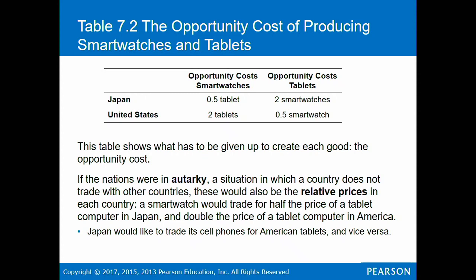So an autarky is a situation where a country does not trade with other countries. No trade at all. Everything that they consume is produced inside their own borders. This is extremely, extremely rare because of how much better off countries can make themselves through trade.